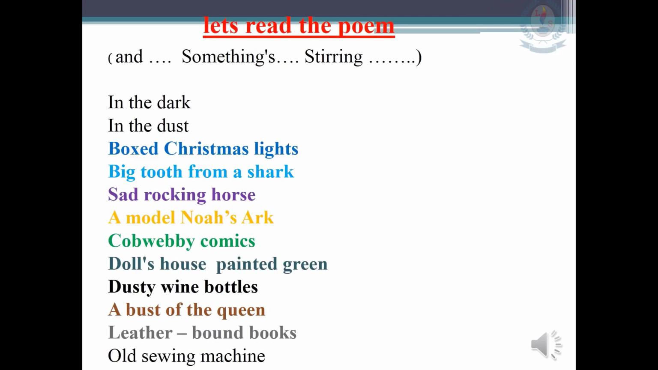Let's read the poem. And something's staring. In the dark, in the dust, boxed Christmas lights, big tooth from a shark, sad rocking horse, a model Noah's Ark, cobwebby comics, doll's house painted green, dusty wine bottles, a bust of the Queen, leather-bound books, old sewing machine.